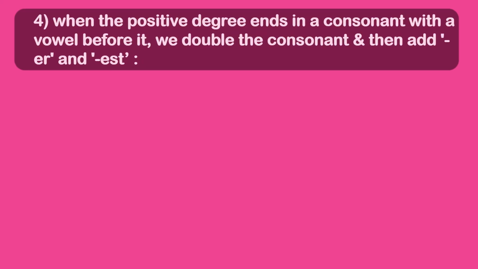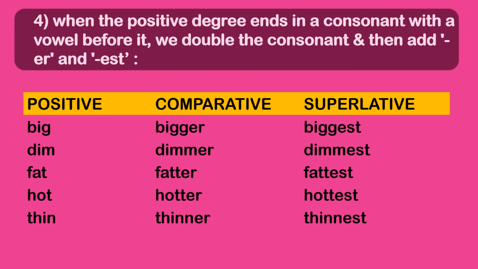The fourth rule is when the positive degree ends in a consonant with a vowel before it. For example, in any word where the last letter is a consonant and before it is a vowel, we double the consonant and then add ER and EST. Look at the examples and it will be clear. For example, big, B-I-G. G is a consonant, but before G it is I, which is a vowel. So if a vowel is before the final consonant, we double the last consonant and add ER and EST. For example, big, bigger, biggest. Dim, dimmer, dimmest.